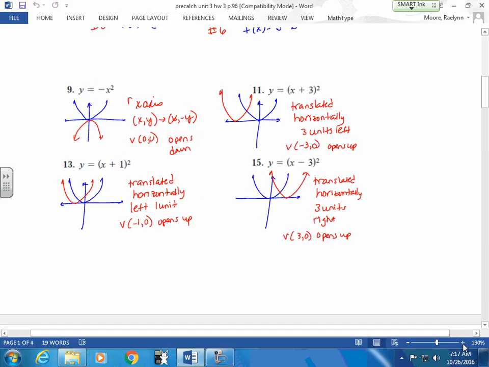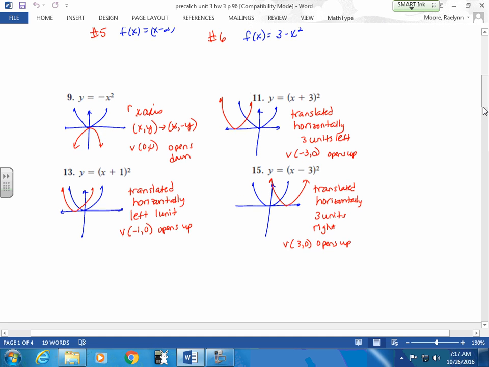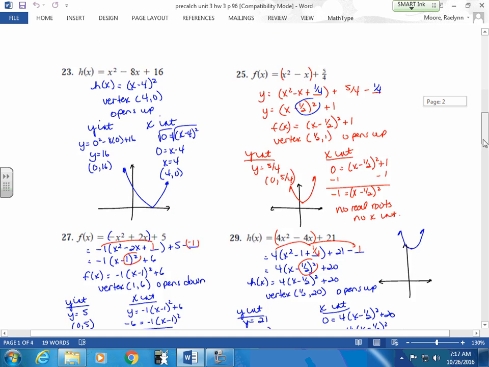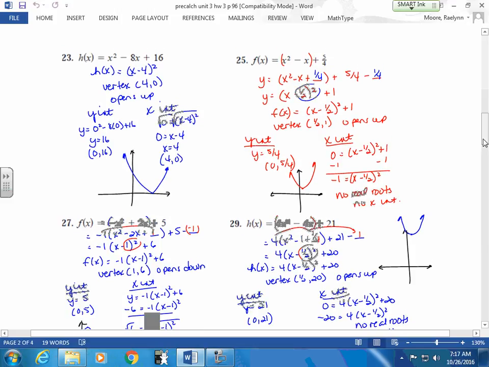Everybody okay with this? You guys are pretty good with transformations. Again, just identify as much as you can. Where it's opened up, find the vertex. Right now we're just looking at vertex today. We'll look at the roots as well. But we're looking at your vertex right now. Open up, open down. Here's your complete the squares.